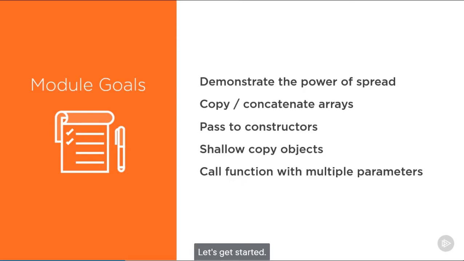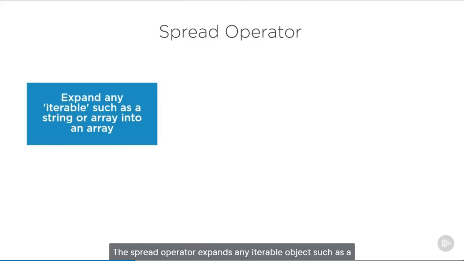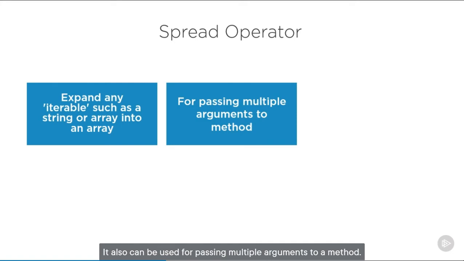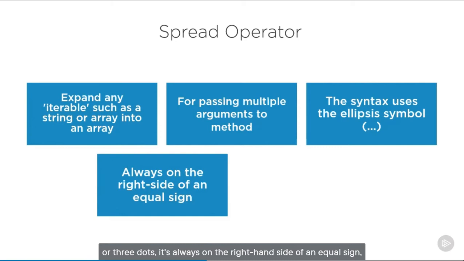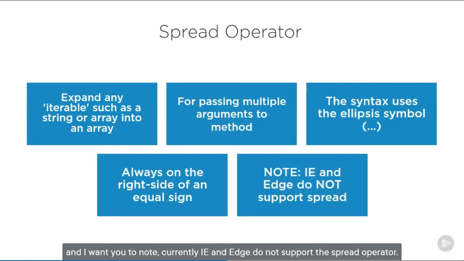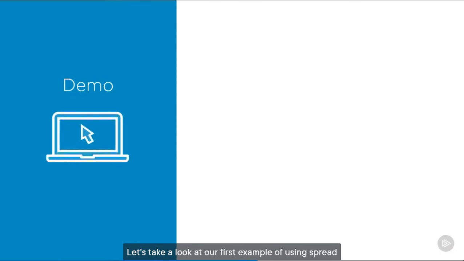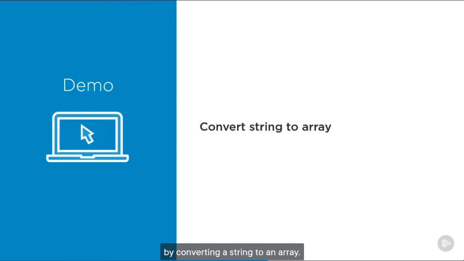Let's get started. The spread operator expands any iterable object such as a string or an array into another array. It also can be used for passing multiple arguments to a method. The syntax for spread uses the ellipsis symbol, or 3 dots. It's always on the right-hand side of an equal sign. And I want you to note, currently IE and Edge do not support the spread operator. Well, let's take a look at our first example of using spread by converting a string to an array.